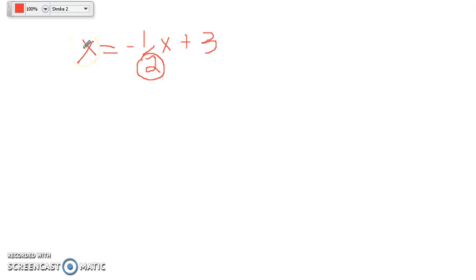by 2. So if I multiply this by 2, this by 2, and this by 2, I get 2x equals negative x. Because when I multiply this by 2, they cross out. And then if I multiply this by 2, I get 6.